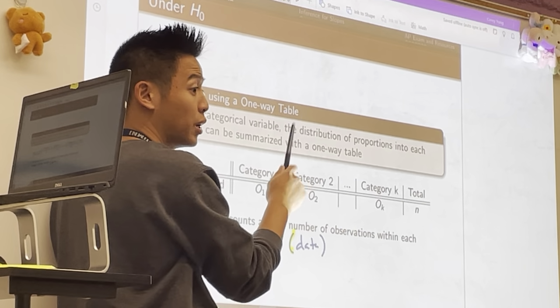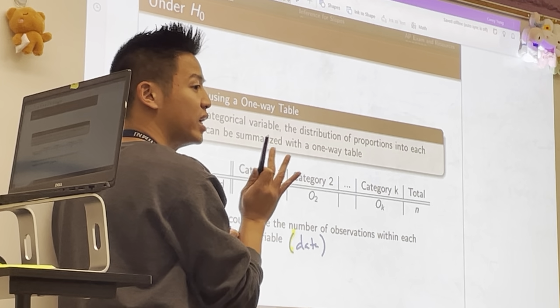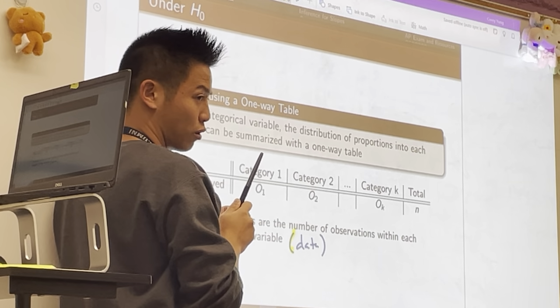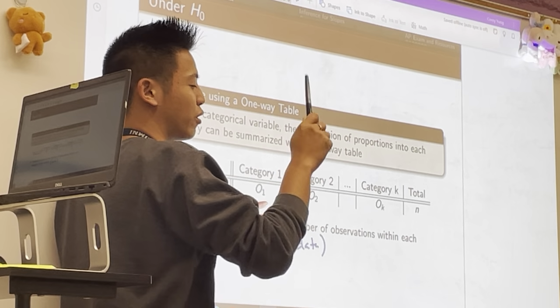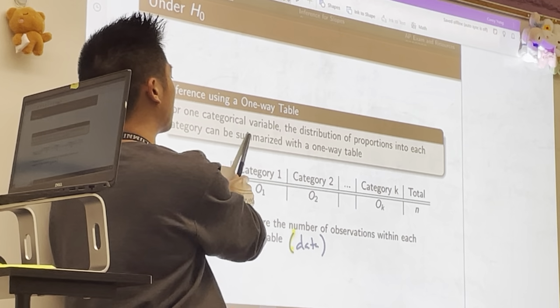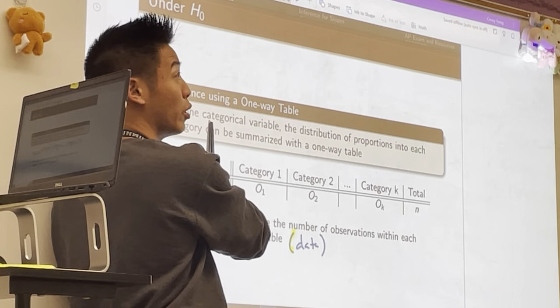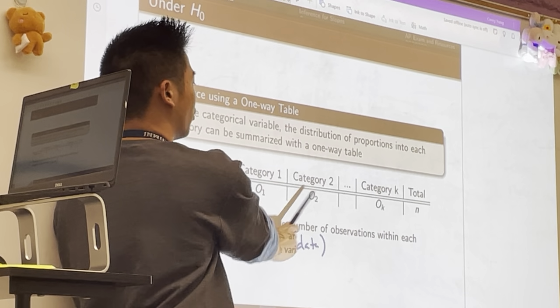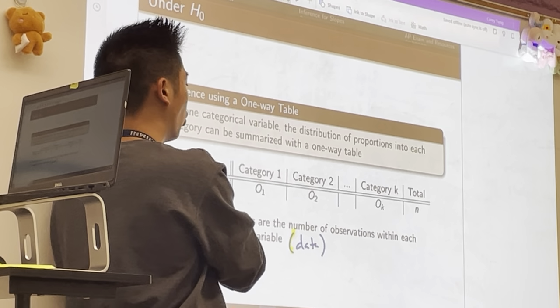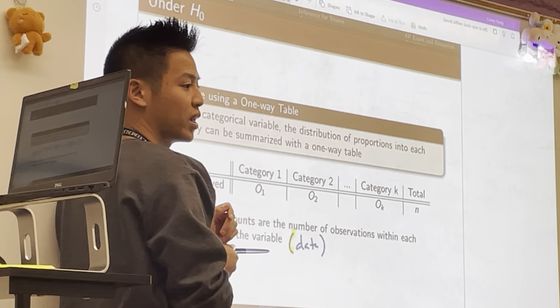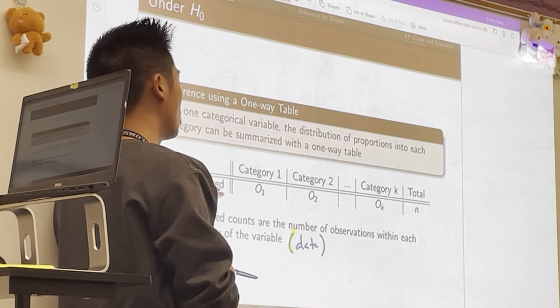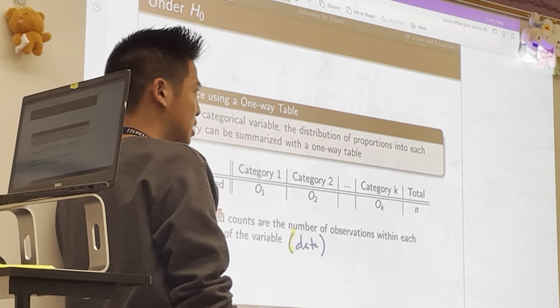When we get to Monday, we're going to do two-way tables. So we're going to be talking about two categorical variables. But for our purposes today, just to ease you into, we're only talking about one. So we're only going to have a one-way table. We only have one row of observations, okay?